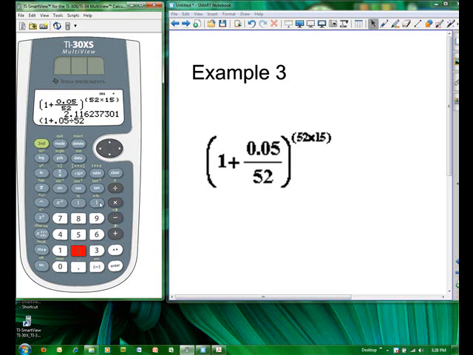52, close the parenthesis, raise it to a power, and as long as I stay in the power, I don't have to put parentheses there if I don't want to. And I can hit enter again, and I got the exact same answer. This may look more like what you see when you're looking at one of the other calculators. So if you feel more comfortable using the divide instead of the fraction button, that's okay.